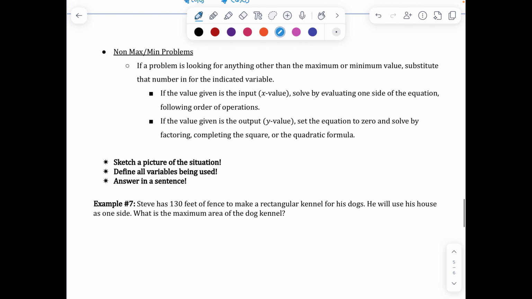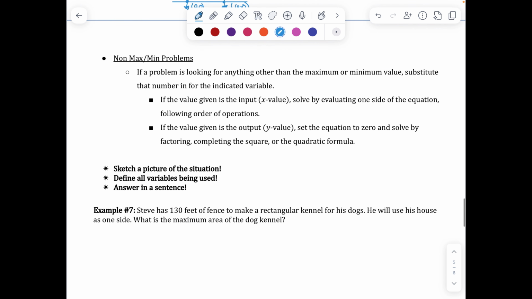If we are looking at non-max and min problems, so if a problem is looking for anything other than the maximum or minimum value, we want to substitute that number in for the indicated variable. If the value given is the input value or the x value, we want to solve by evaluating one side of the equation following order of operations. If the value given is the output value or the y value, we want to set the equation to 0 and solve by factoring, completing the square, or quadratic formula.